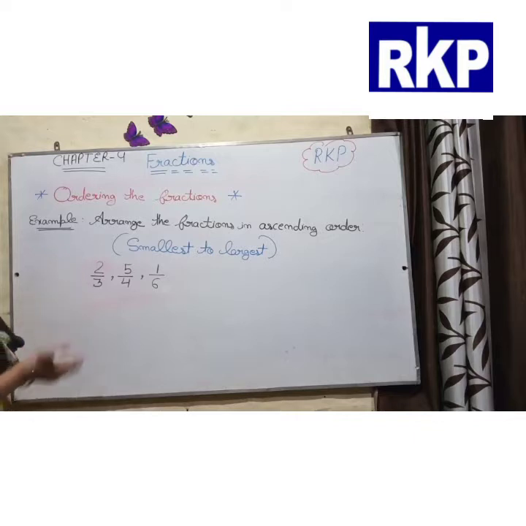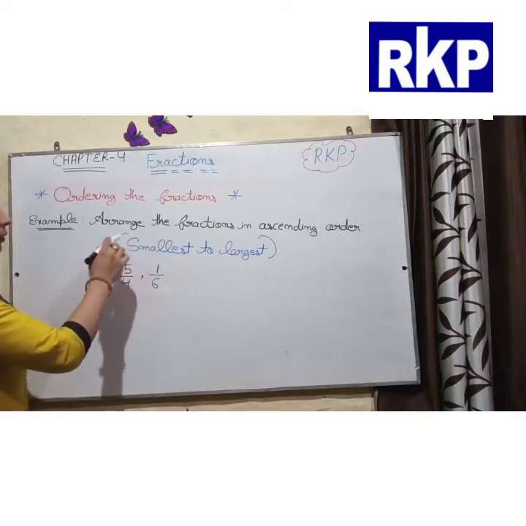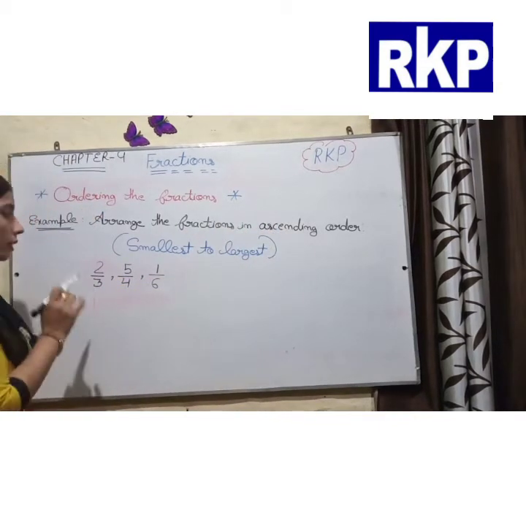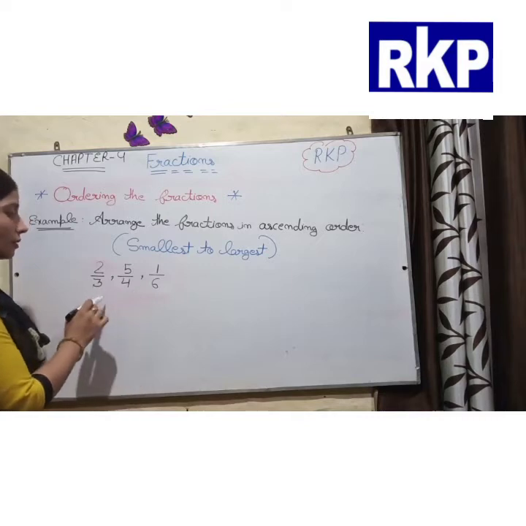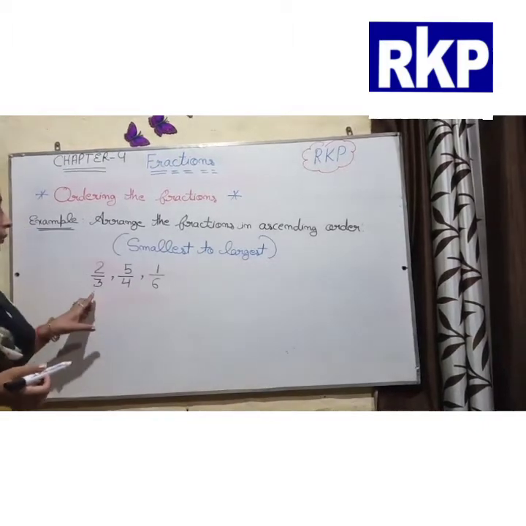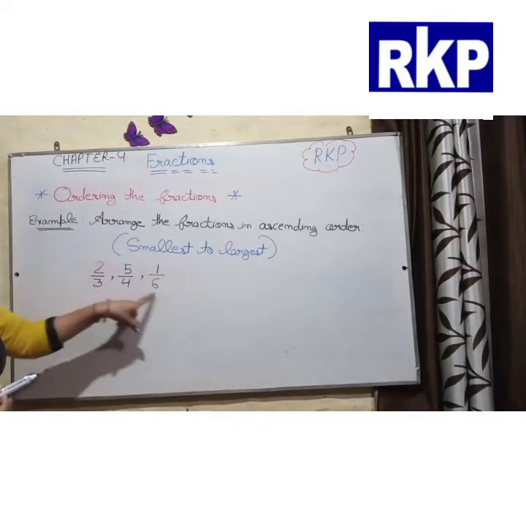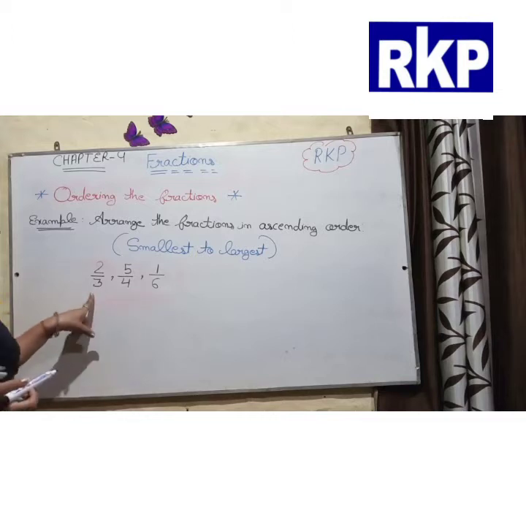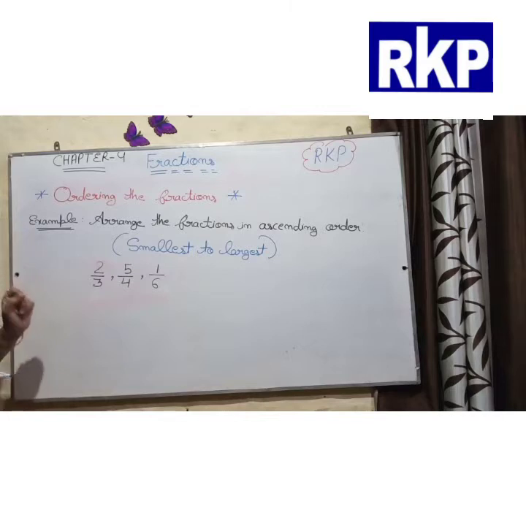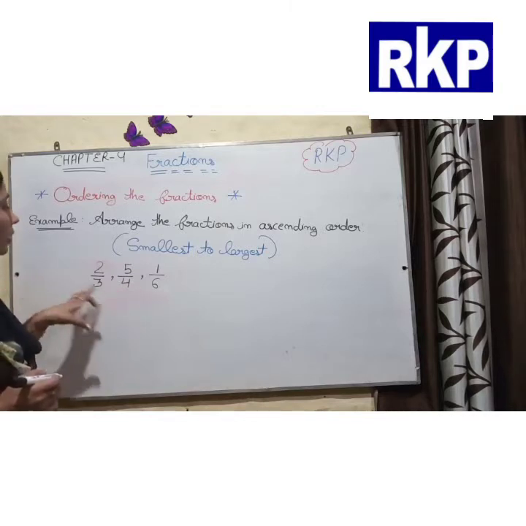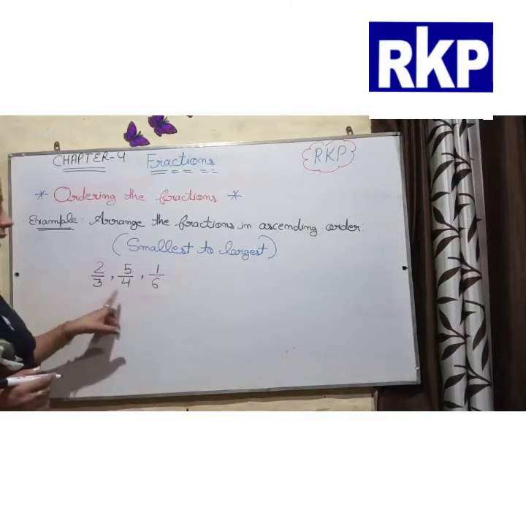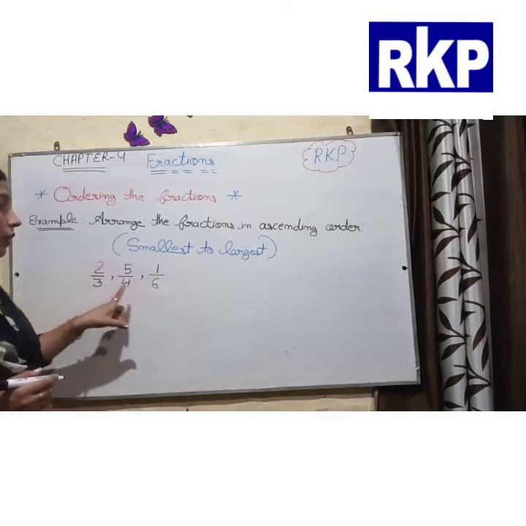Let us take one more example. In this example, we have to arrange the fractions in ascending order. In this, we have to arrange these fractions from smallest to largest. If we see here, denominators are different and numerators also are different. So, how can we arrange these fractions in ascending order? First of all, we need to convert these fractions into like fractions.